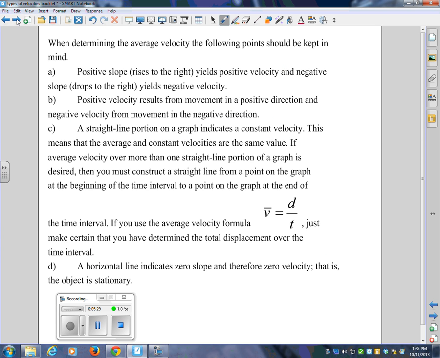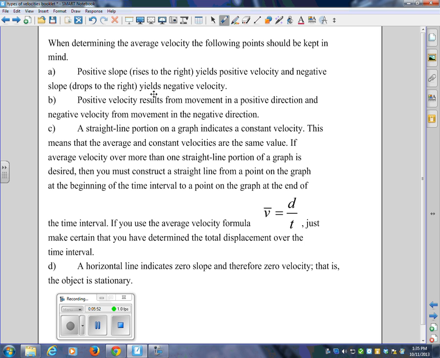Okay, so when determining the average velocity, the following points should be kept in mind. You might want to put a little star beside this. This might be important to you, or you might want to underline certain points. I don't know. Remember that positive slopes rise to the right and they yield positive velocity, and negative slopes drop to the right and yield negative velocity, of course. Positive velocity results from movement in a positive direction, and negative velocity from movement in the negative direction.